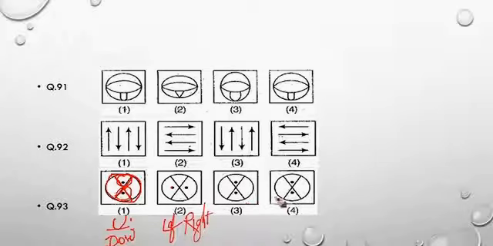So let's check option 3. In option 3, the outer design of the circle is the same, which is divided into four equal parts with the help of two intersecting lines, that is also similar.